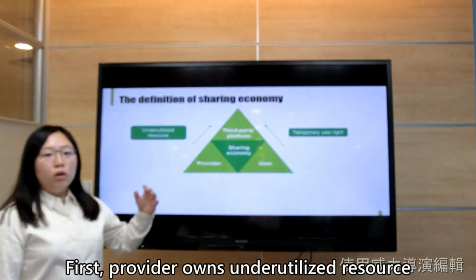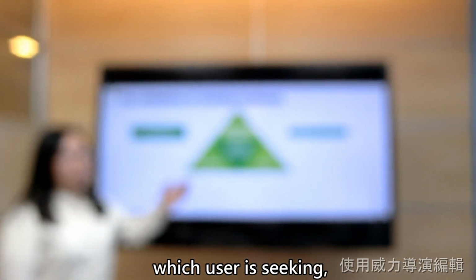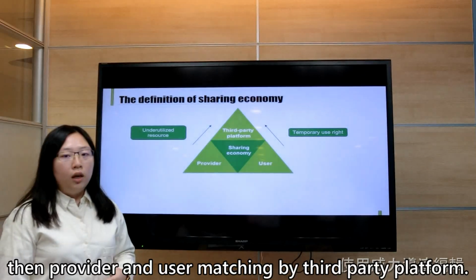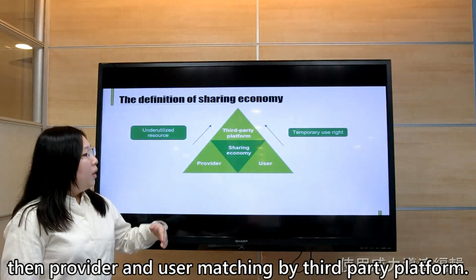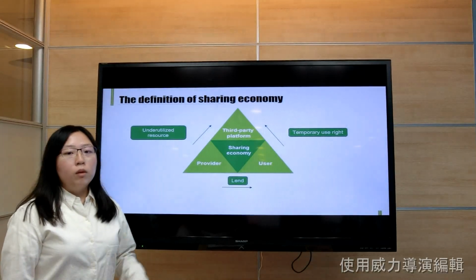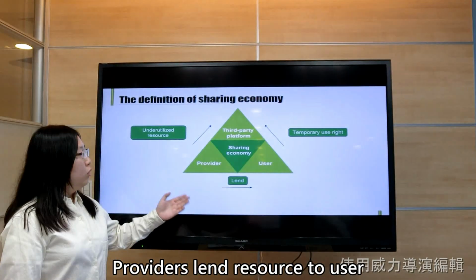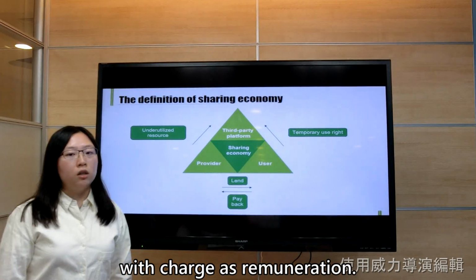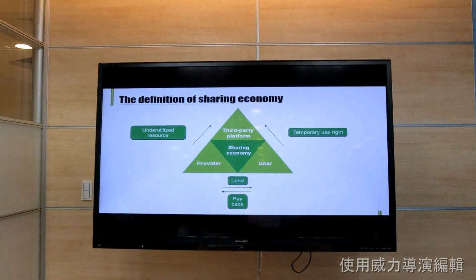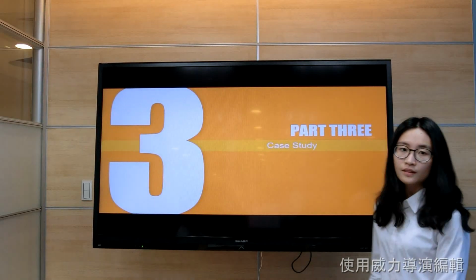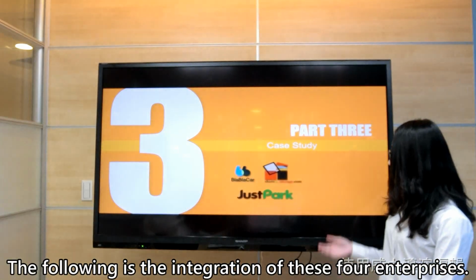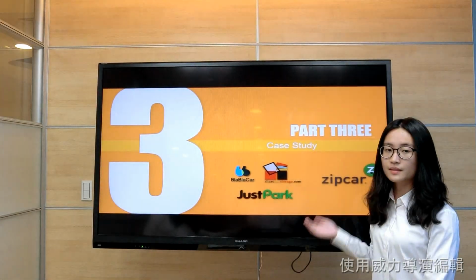First, provider owns underutilized resource which user is seeking. Then, provider and user matching by third-party platform. Provider then lends the resource to user with charge as remuneration. The following is the integration of these four enterprises.